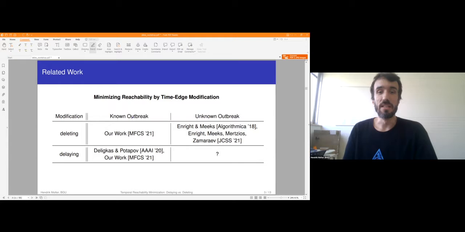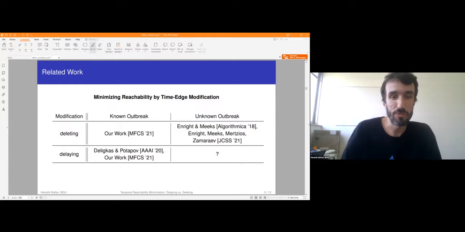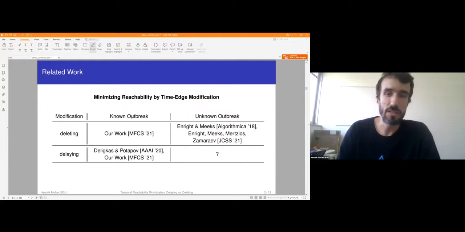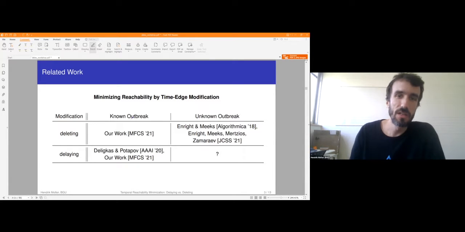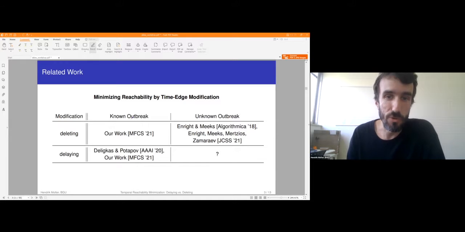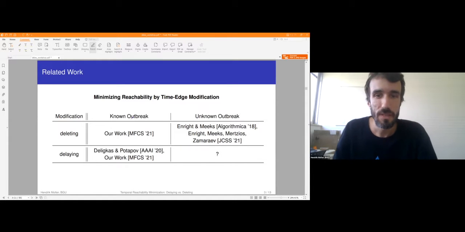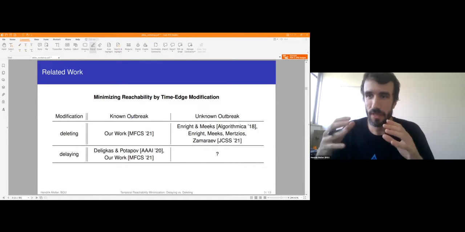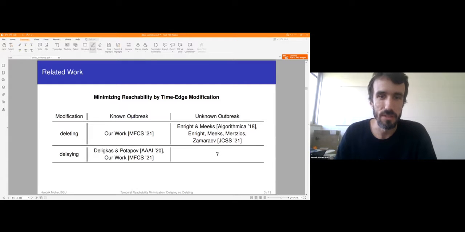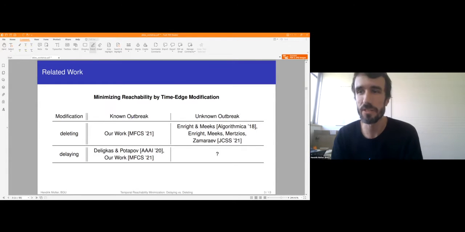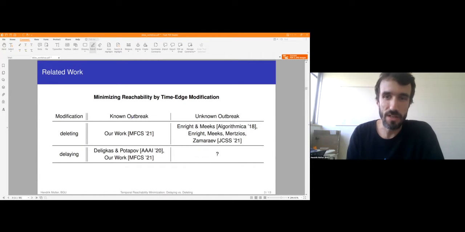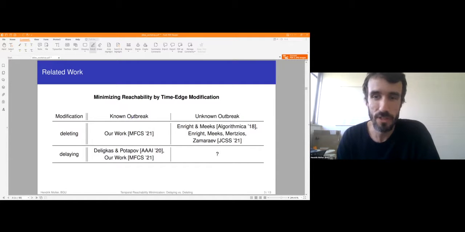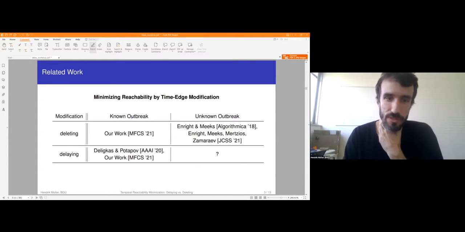situation. And the delaying operation was recently analyzed by Diliktas, who I think is also in the audience, and Potapov at AAAI last year. And they look at the known outbreak scenario, but also in various different specific ways. If you have multiple outbreaks, what does it mean? Do you want to minimize the maximum reachability? But I don't want to go into much detail there. And as far as I know, for the unknown outbreak, the delaying operation has not been considered yet.